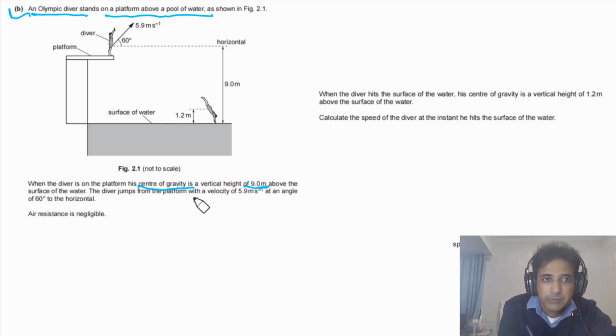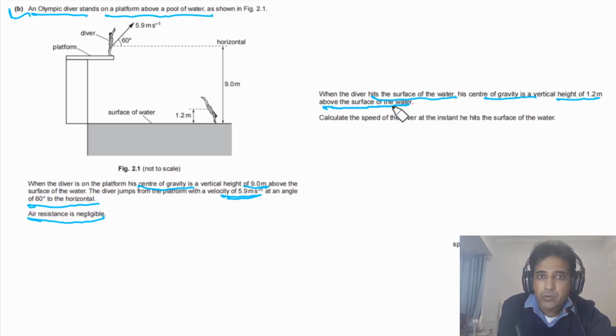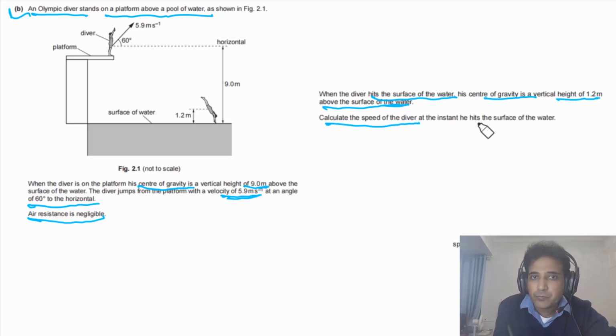The diver jumps from the platform with a velocity of 5.9 meters per second at an angle of 60 degrees to the horizontal. Air resistance is negligible. When the diver hits the surface of the water, his center of gravity is a vertical height of 1.2 meters above the surface of the water. Calculate the speed of the diver at the instant when he hits the surface of the water.